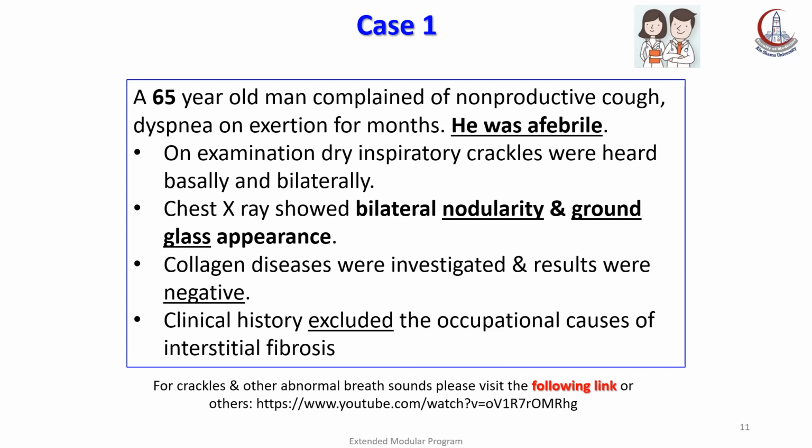Our first case is a 65-year-old male complaining of non-productive cough and dyspnea on exertion, meaning effort. When he exercises or makes an effort, he gets dyspnea. This has lasted 4 months. He was afebrile, meaning not feverish, so not an infection.